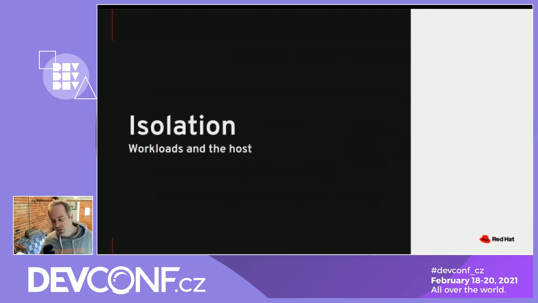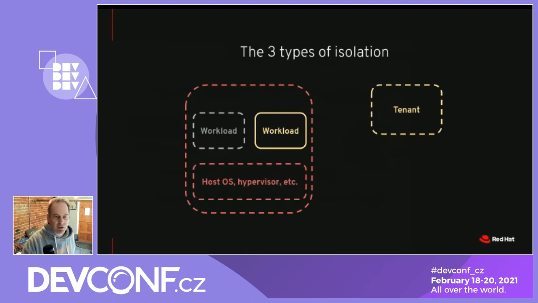So first of all, let's talk about isolation and about workloads in the host. We all know about the cloud. We all know a bit about virtualization. So let's think of a situation here. We have a tenant on the right, and they have a workload on a host OS owned maybe by a CSP. There may be other workloads from other tenants on there. And of course, the OS and all that sort of stuff sits around at the moment.